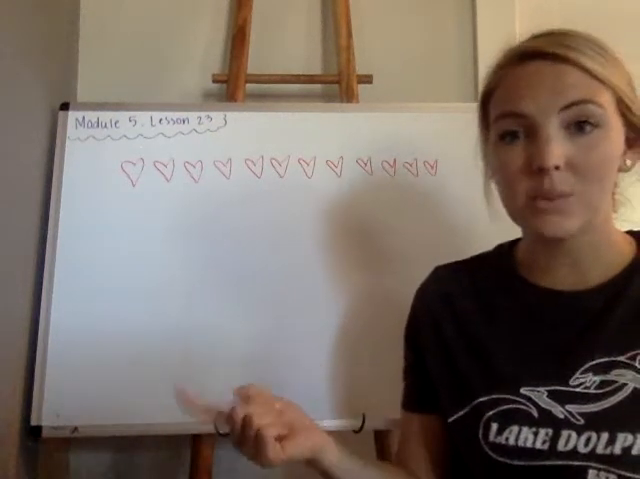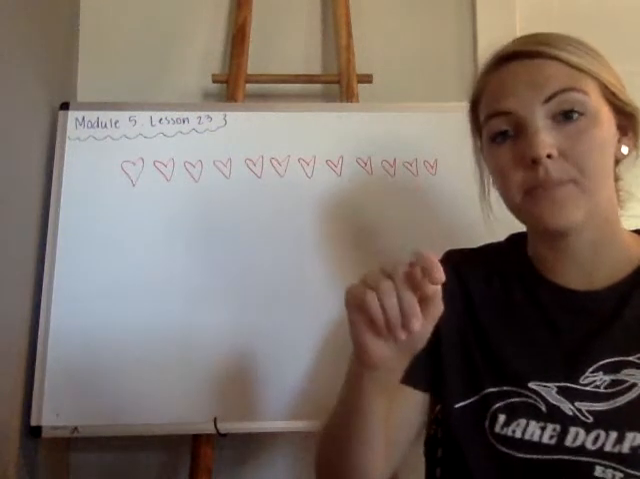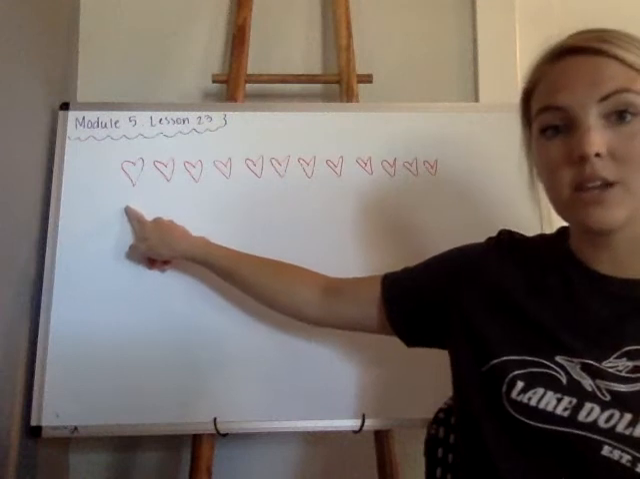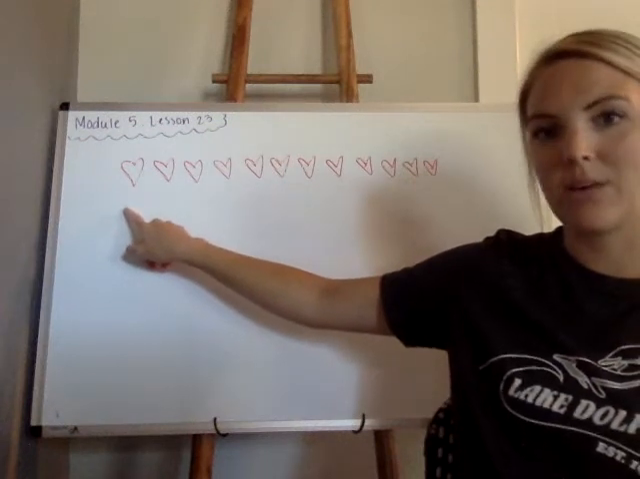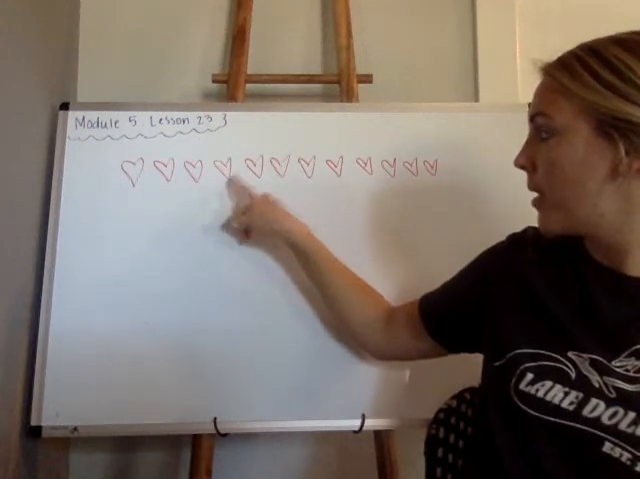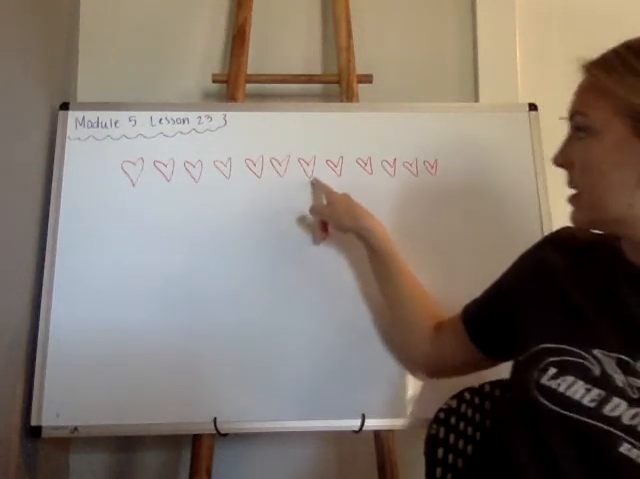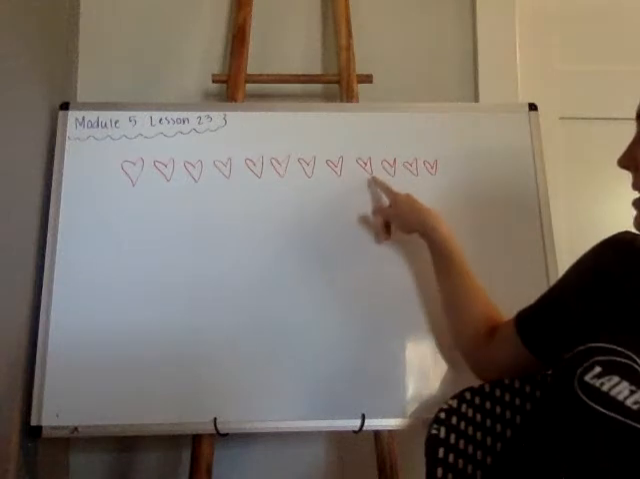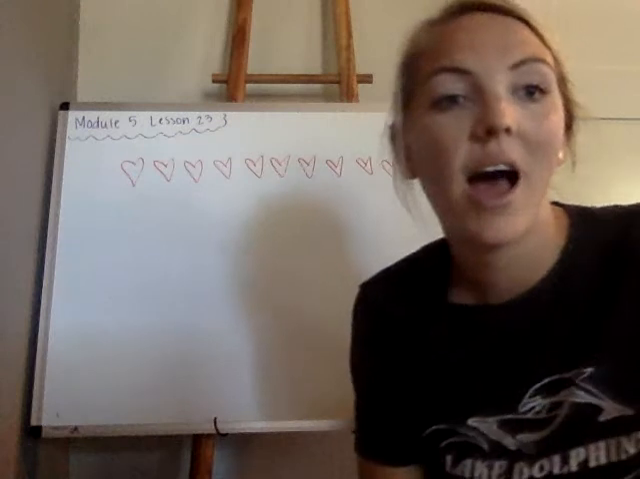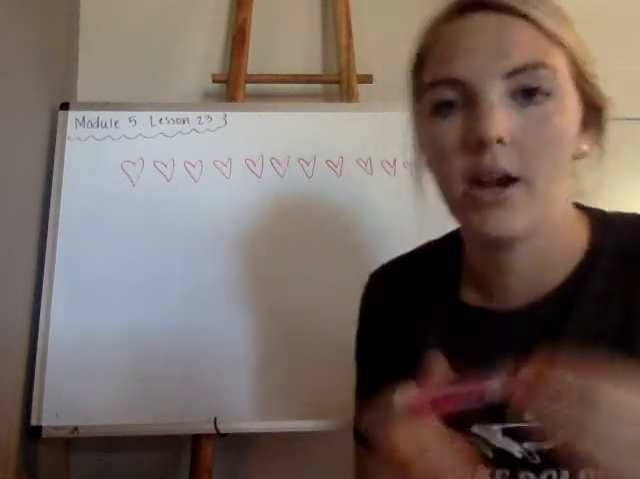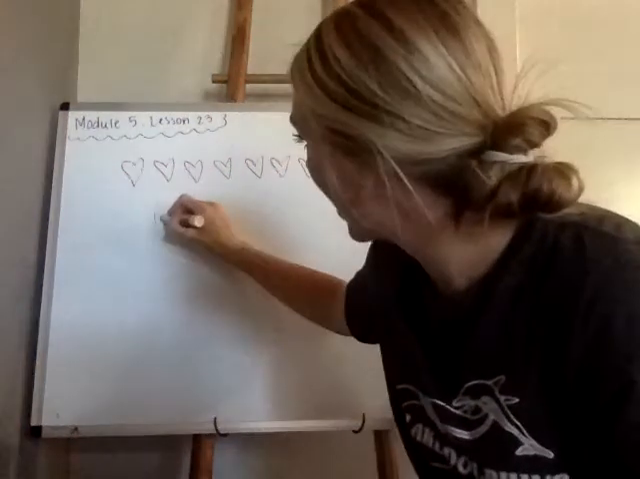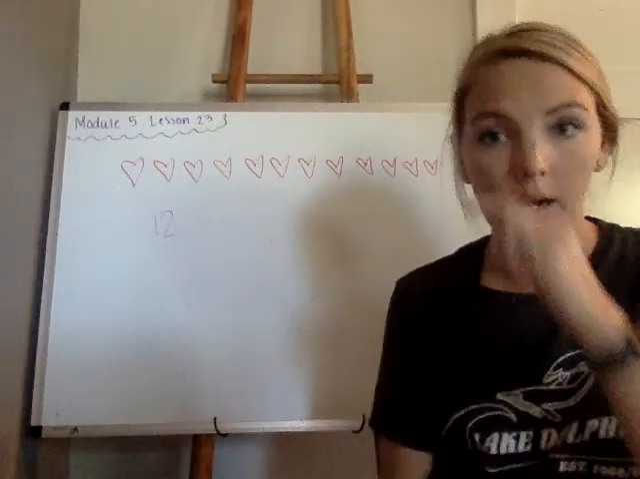So the best way for me to count them is to count them one at a time, starting at one side. So I'm going to start here and I'm going to count, so you count with me. 1, 2, 3, 4, 5, 6, 7, 8, 9, 10, 11, 12. I have 12 red hearts. So I'm just going to write that so I don't forget. I have 12 red hearts.